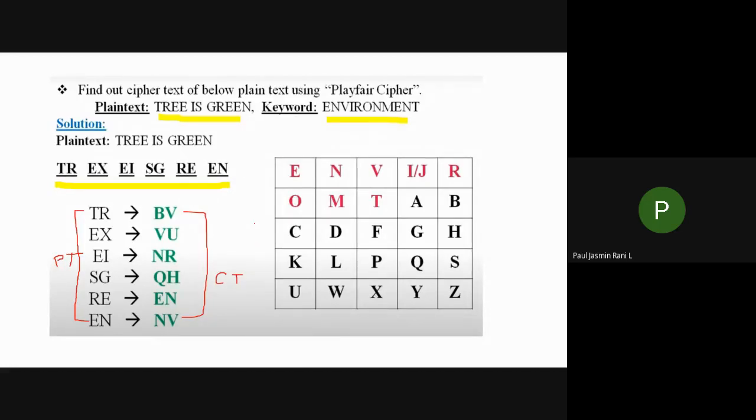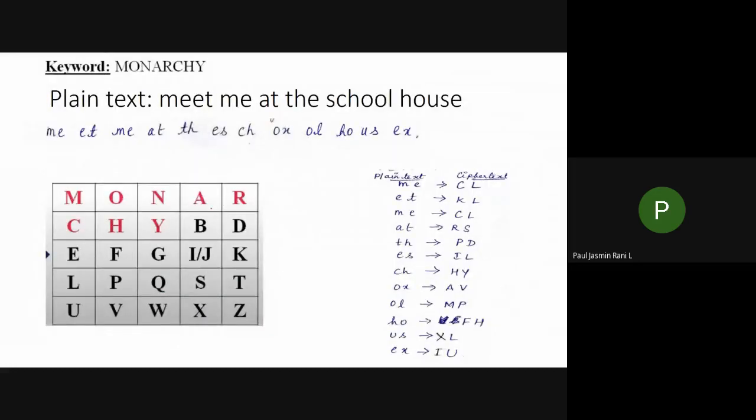If both letters happen to be in the same row or same column, then you have to take the immediate element. If they are not in the same row or column, then you have to form a rectangle and find the ciphertext from left to right or right to left. So this is your next example, the last example.